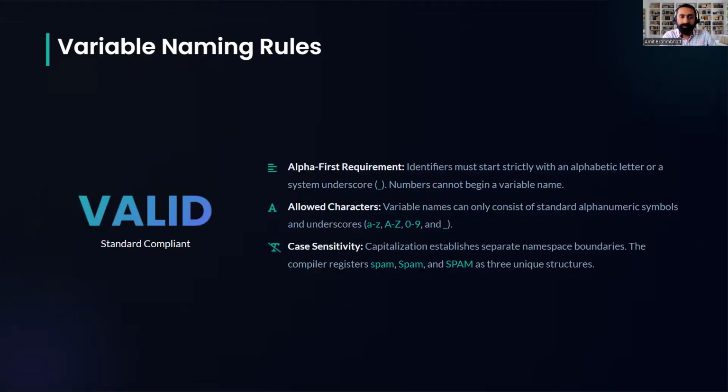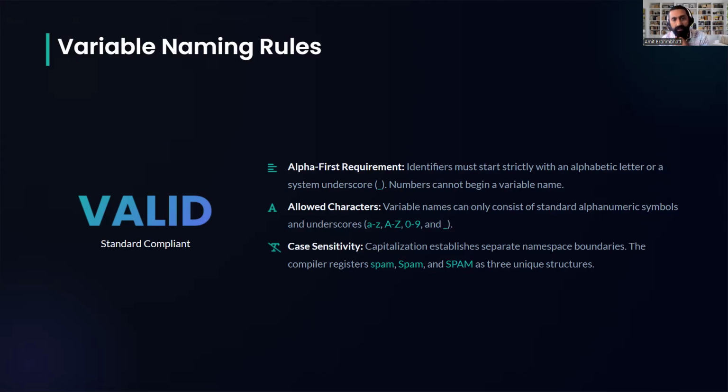Variable naming rules. Now you get to choose your own variable names, but you must follow Python's strict namespace boundaries. Rule number 1. Your variable names must start with a letter or an underscore. No numbers are allowed as the first character. Rule number 2. Only alphanumeric characters and underscores are legal. If you try to use a hashtag or a dollar sign or a dot, Python will throw a syntax error.